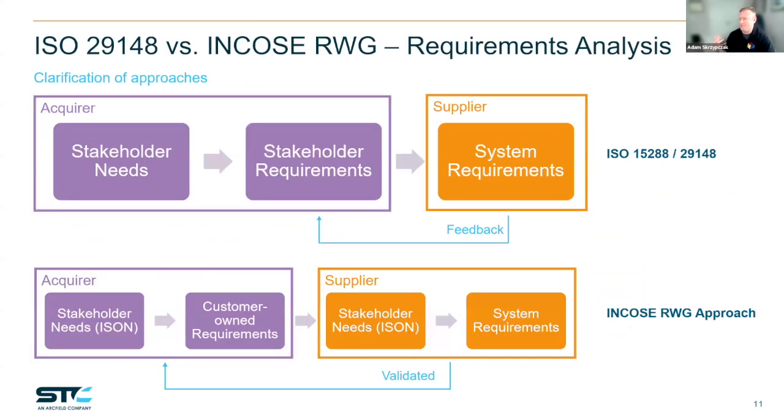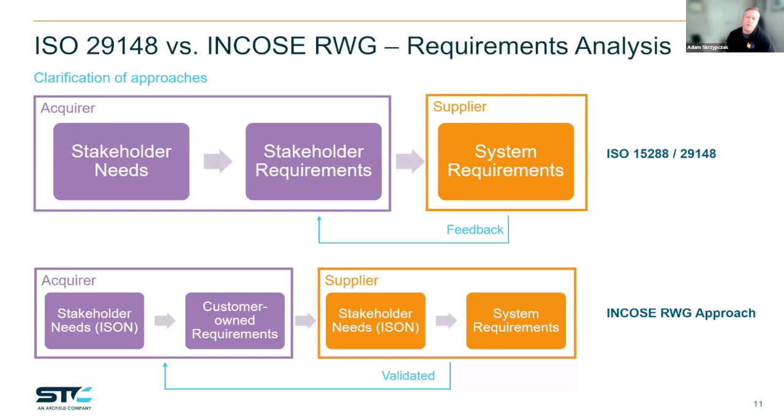This slide here was used more internally to maybe clarify some of the approach. Within 29148, it wasn't really clear, at least for us, how you would relate a set of stakeholder requirements provided by an acquirer to a supplier, and whether you just directly transform them into your own set of system requirements and build off of that. But we also liked the idea of having both the acquirer and supplier run through this integrated set of needs process.